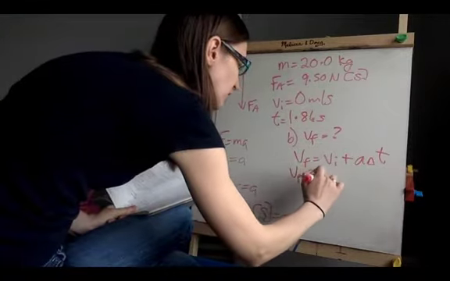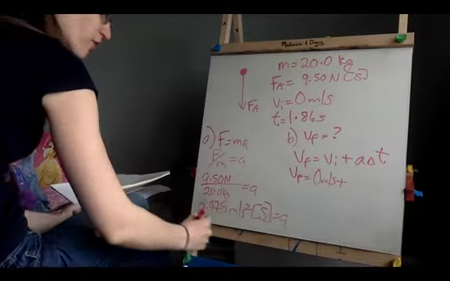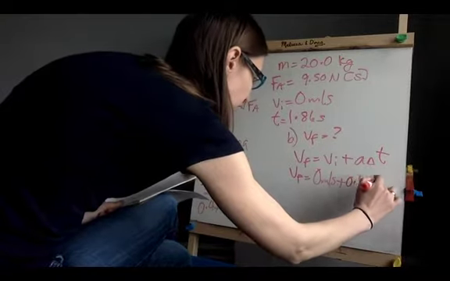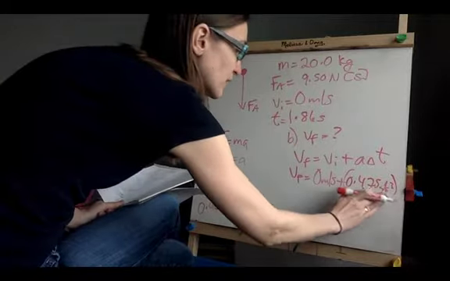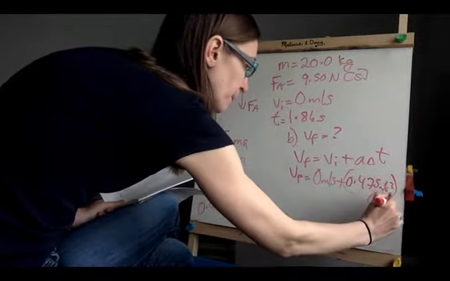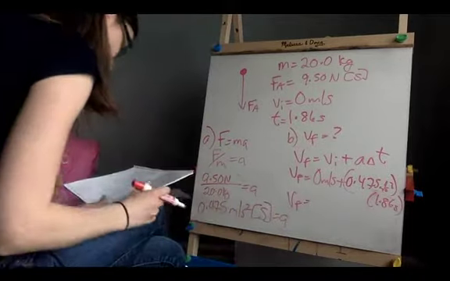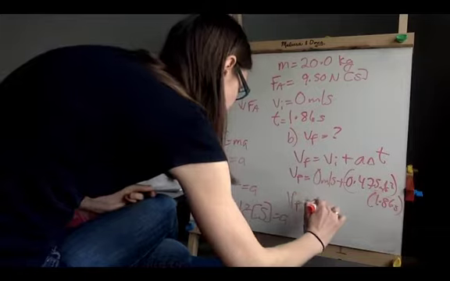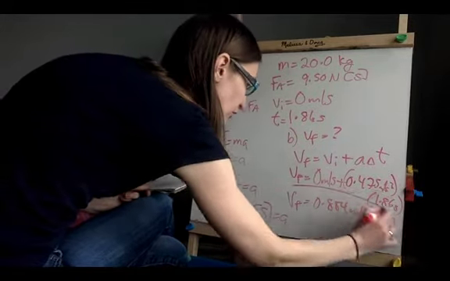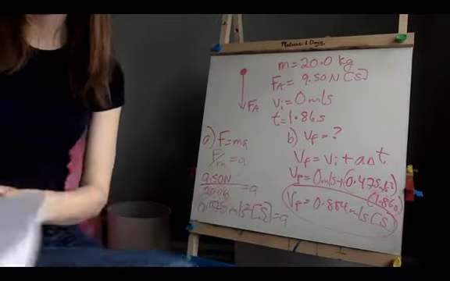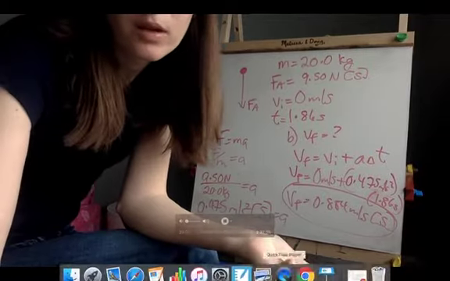Our VF is equal to our VI of 0 meters per second, plus our acceleration that we just calculated using the force, 0.475 meters per second squared, multiplied by our time of 1.86 seconds. Then we just multiply those and get a final velocity of 0.884 meters per second, again in a southern direction. So we're still using force, but we're also using our kinematics equations throughout this as well.